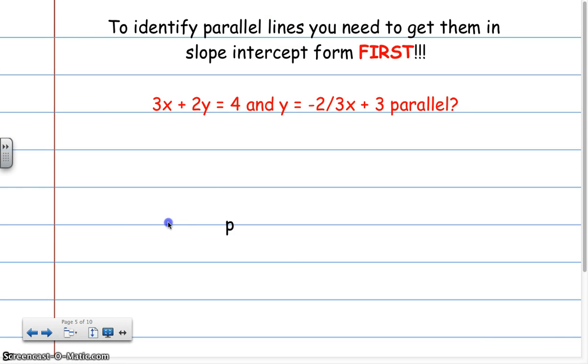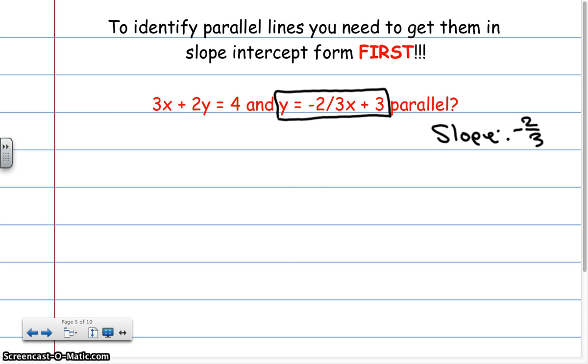Okay, looking at these two equations, I have 3x plus 2y is equal to 4, and y is equal to negative 2/3 x plus 3. I want to know, are they parallel? Well, it looks to me like this second one, I already have in slope-intercept form. So I know my slope. What's my slope of my second one? Negative 2/3, just negative 2/3. So I want to see, hey, does this first equation have a slope of negative 2/3? Okay, so I'm going to just find out.